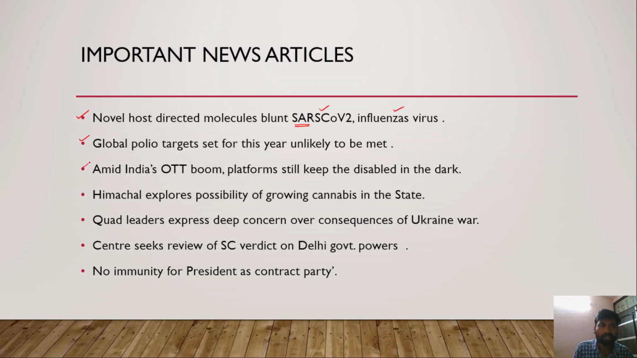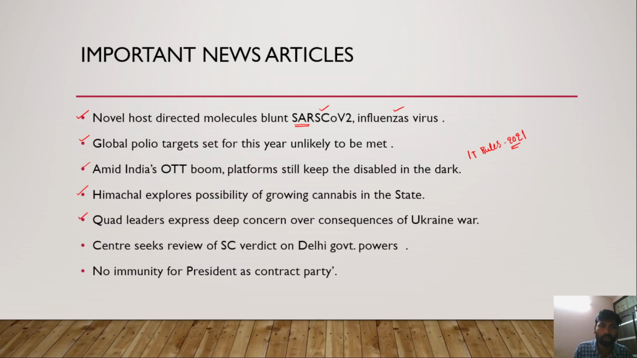The fourth article is with respect to the over the top platforms. We have several over the top platforms, but these platforms have been neglecting the IT rules which were mandated in the year 2021. They still neglect disabled people, whether hearing impaired or other disabled people. And the next article is Himachal Pradesh explores the possibility of growing cannabis because of its industrial and medicinal properties. Himachal Pradesh is exploring the possibility of legally cultivating cannabis.